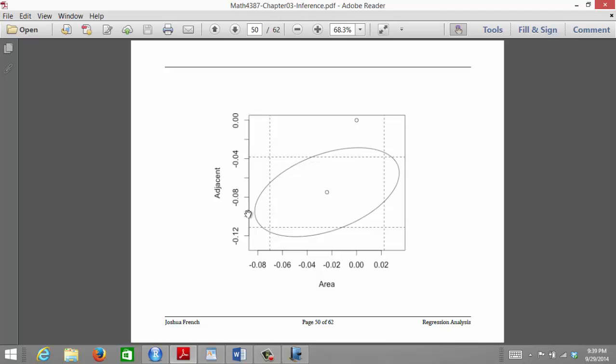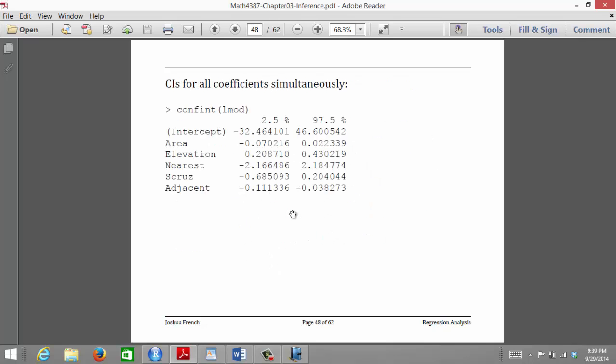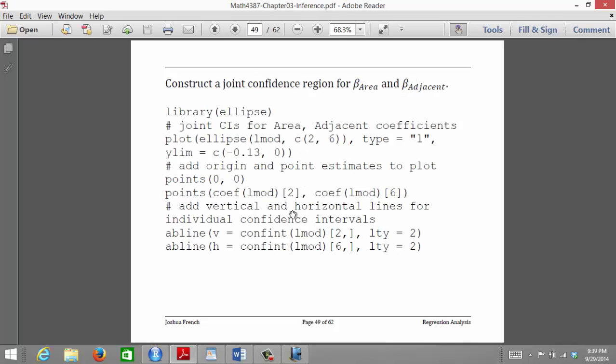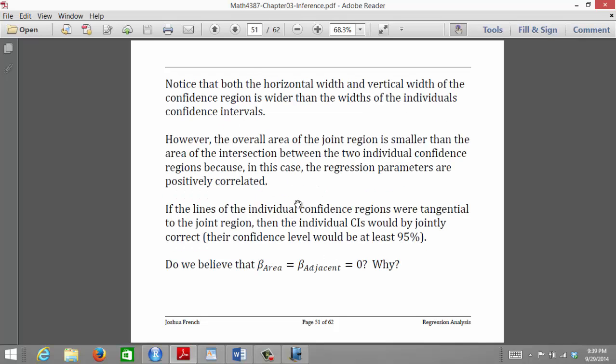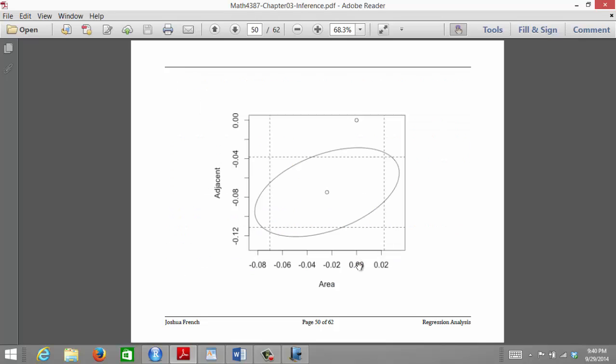So this helps us to make joint inference about our regression coefficients. And so that allows us to answer questions like this. Do we believe that beta area equals beta adjacent equals 0? So simultaneously, do we think the area and adjacent regression coefficients are equal to 0 after accounting for the other predictors? And looking at this graphic, we would be confident that the answer is no.